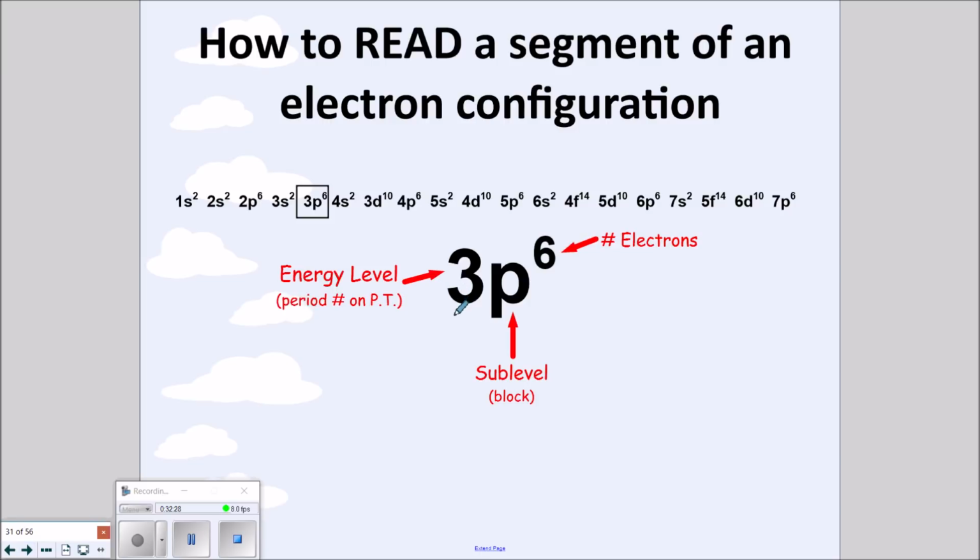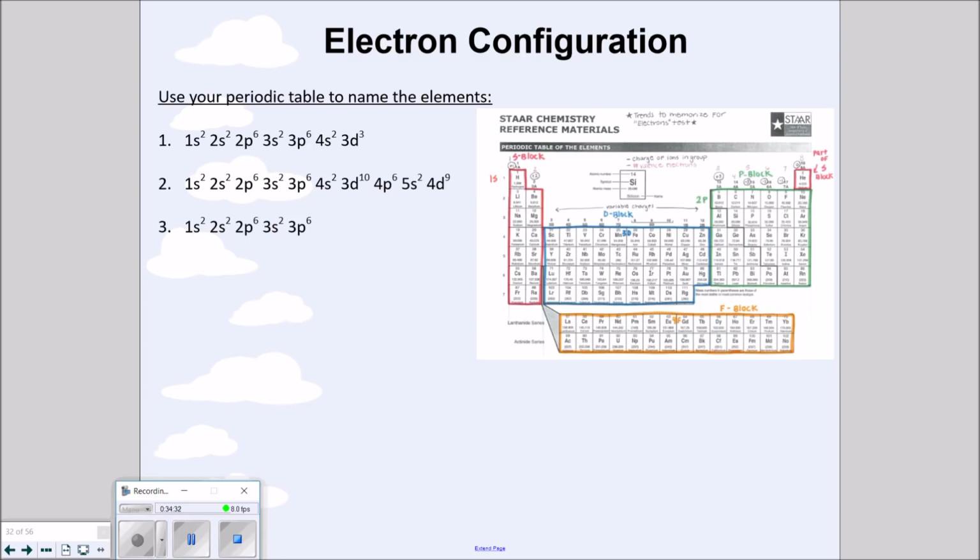That corresponds with the period number on your periodic table. The letter represents the sublevel, or the block that you are in. The superscripts represent the number of electrons. Now we are going to go from the electron configuration to figure out the elements that it represents.